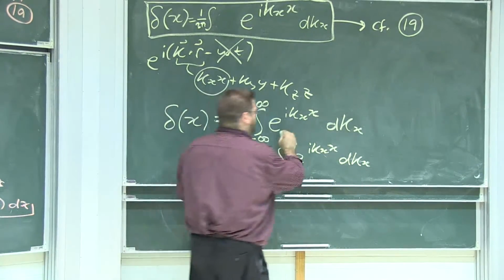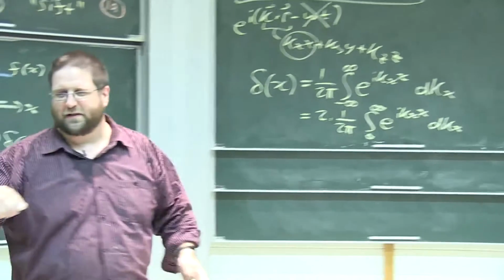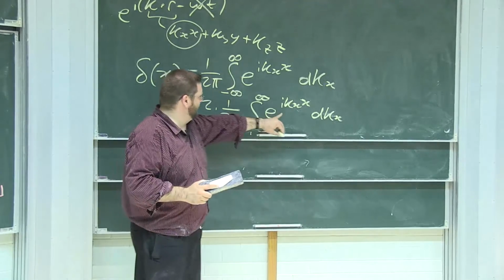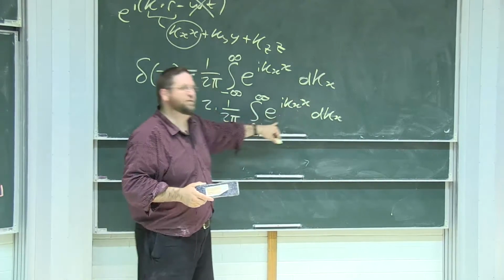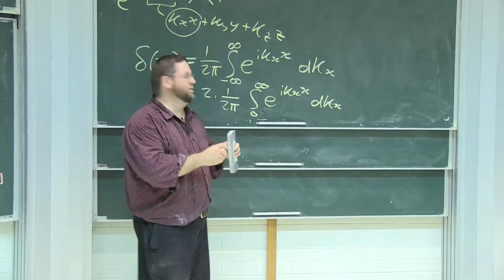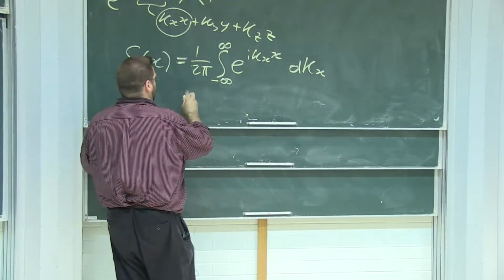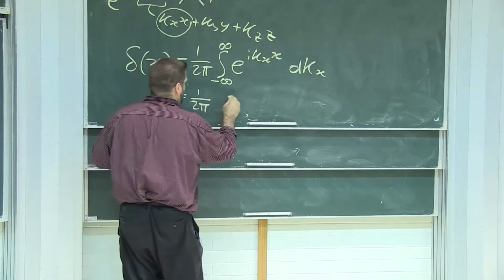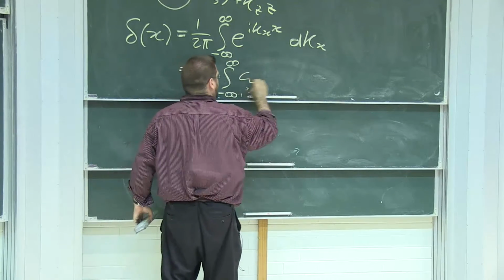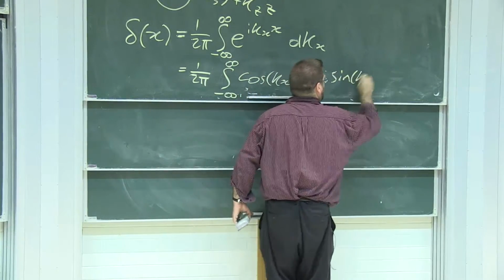Now the reason we can do that, this is good. This bit's good. I don't like this bit. What don't I like about this? Let me give you a clue. The idea is a very good one. We're going to push it through. Let me write this as cos of kx x plus i sine of kx x.